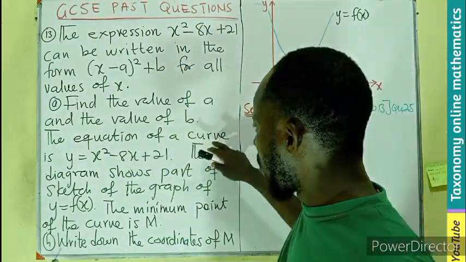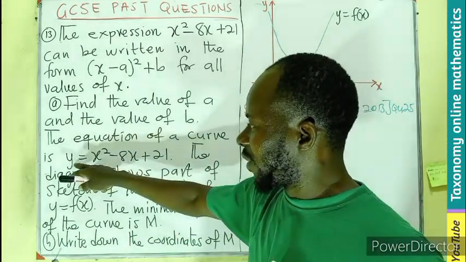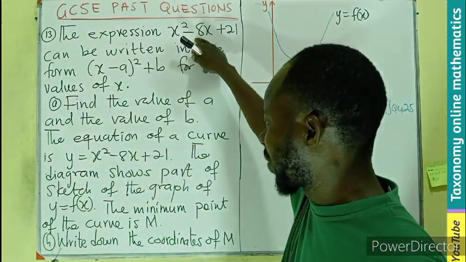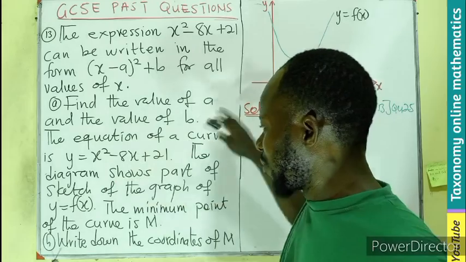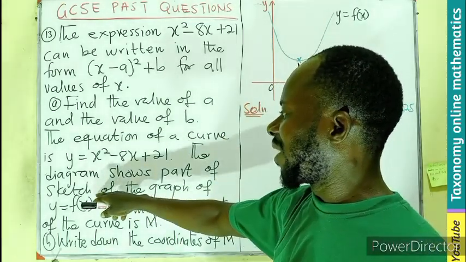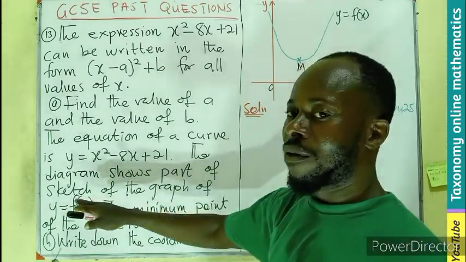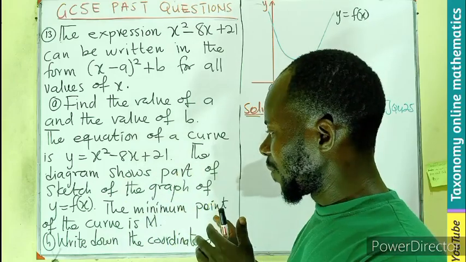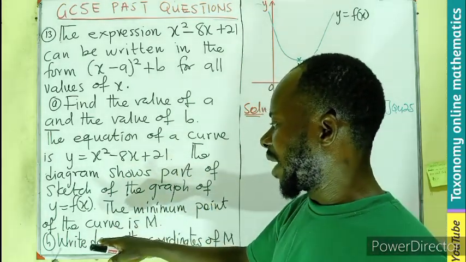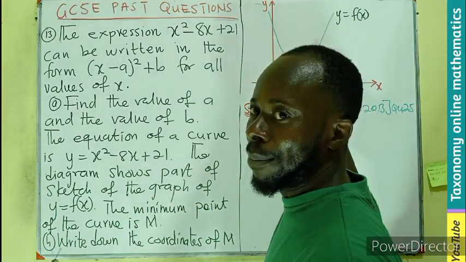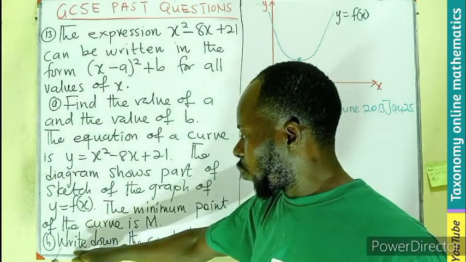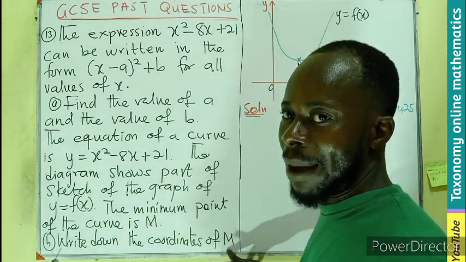Then the equation of a curve is in this form, y equals the same expression. The diagram shows part of a sketch of the graph of the function. The minimum point of the curve is labeled as M. So for part B, we are to write down the coordinates of M.